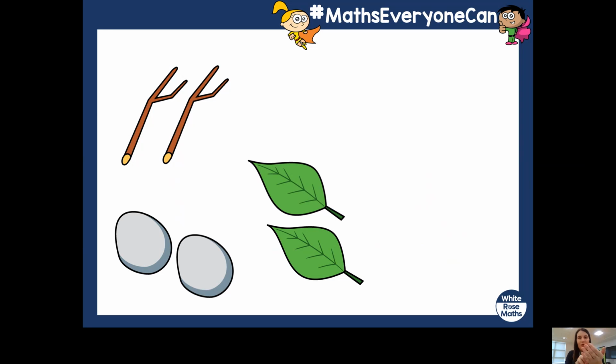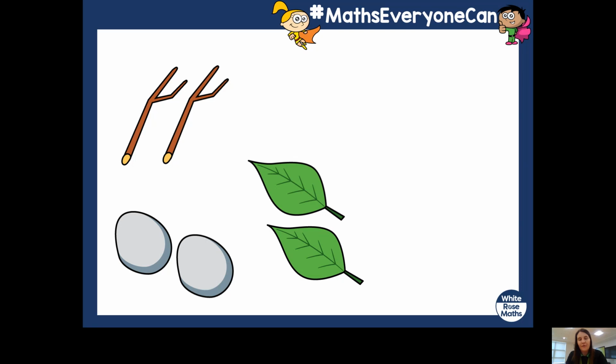So we found 2 sticks, 2 leaves and 2 stones. If we had 3 leaves, would that make a pair? No. Why would that not make a pair? Fantastic, because a pair is made up of 2.